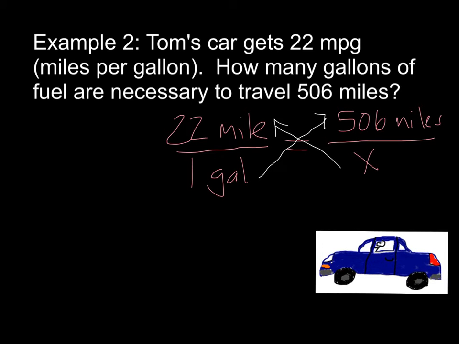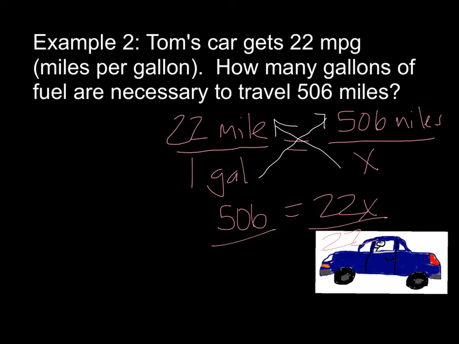We're going to find our cross product. One times 506 is easy. That's 506. That's equal to 22x. And now to finish solving this, we'll divide by 22 on both sides so that we get 23 equals x. It will take Tom 23 gallons of fuel to travel that 506 miles to see if he wants to attend that university.